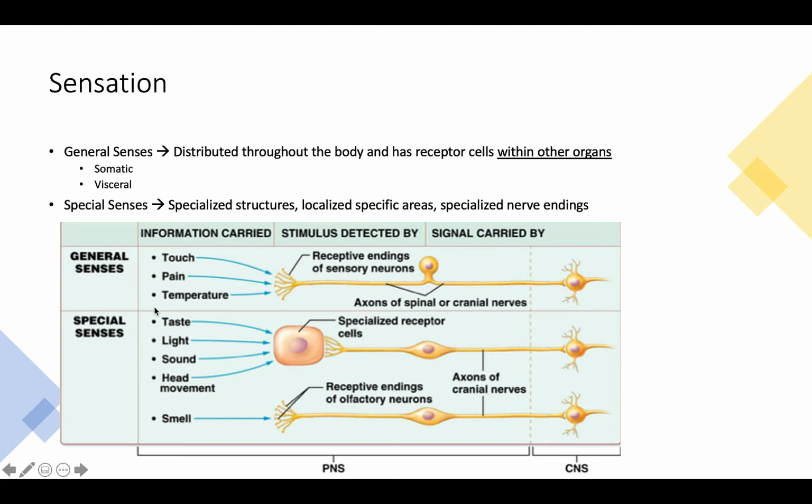Our general senses are going to be related to touch and pain and temperature, and these are widely distributed throughout the body, and they have receptors that are within other organs. So they can be either somatic or visceral.